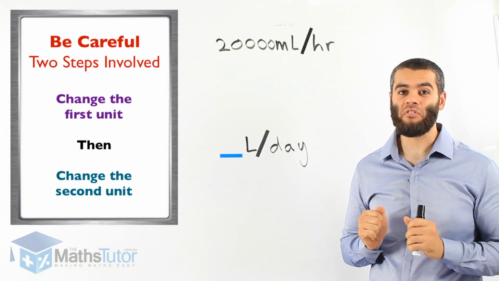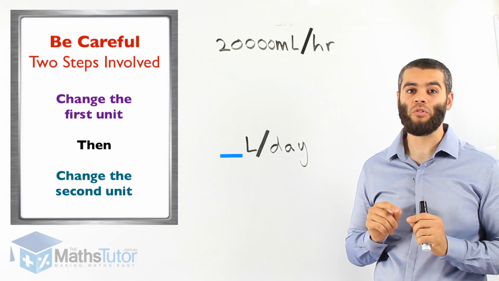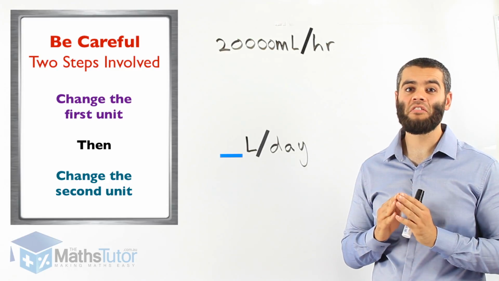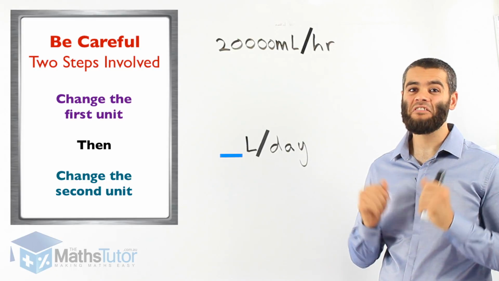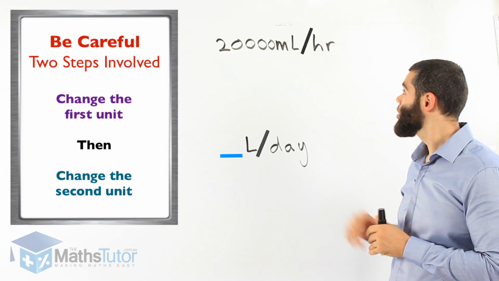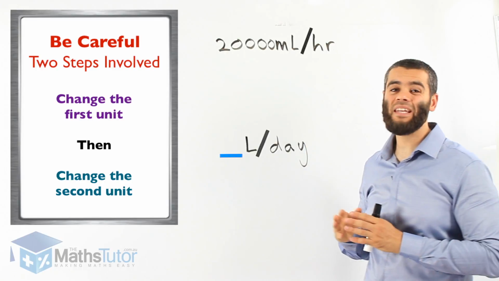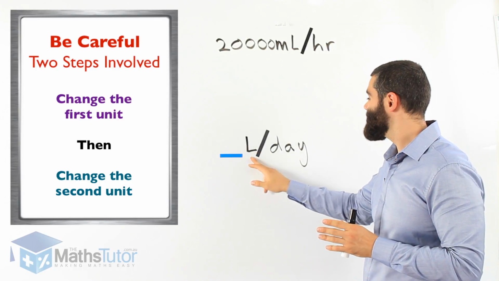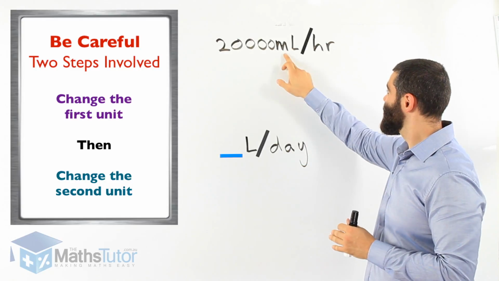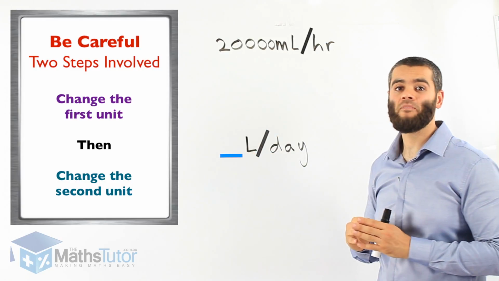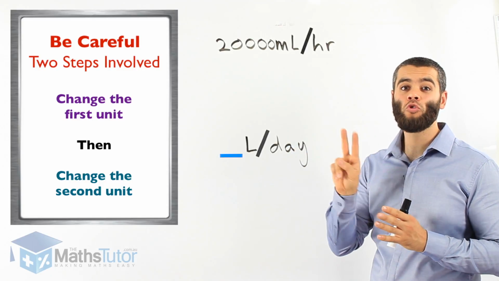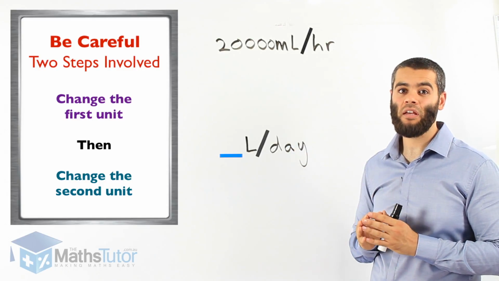2 more examples. In these examples we have to be careful. We are finding equivalent rates, however, the 2 units are changing. Let's see what we mean by that. We have 20,000 milliliters per hour. We want to change it to liters per day. Milliliters is going to change to liters and hours going to change to days. So we're changing 2 of the units. We've got to be extra careful.